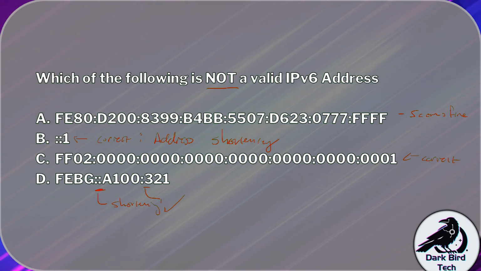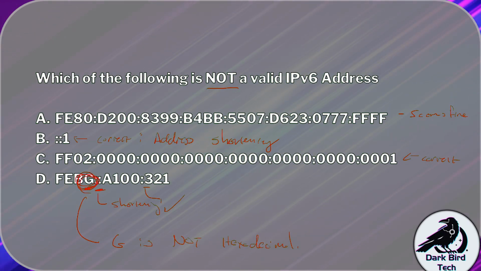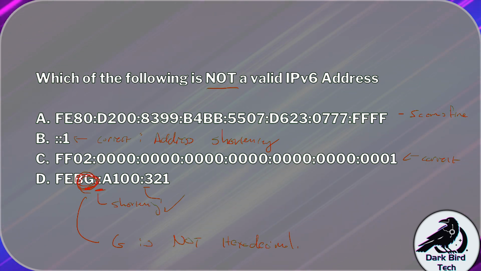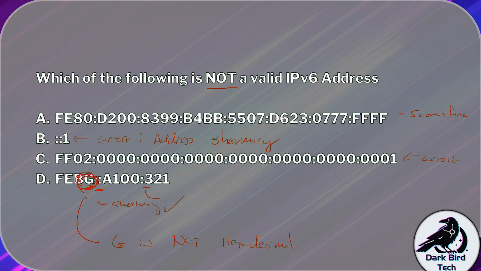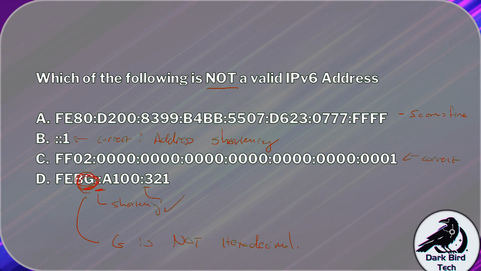Here's the issue though. G is not hexadecimal. Hexadecimal counts 0, 1, 2, 3, 4, 5, 6, 7, 8, 9 as you and I recognize them as normal numbers. And then A, B, C, D, E, F appear as additional values in the hexadecimal numbering system. G is not one of them. So the answer that we're looking for here is D.